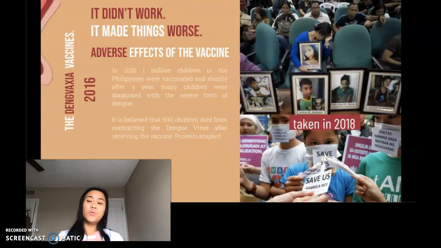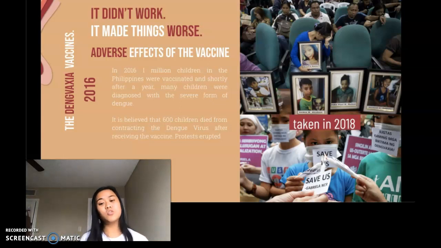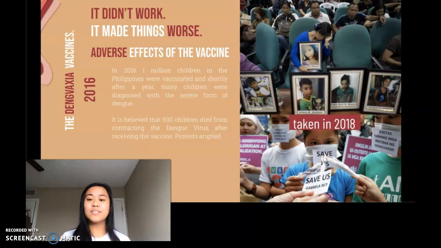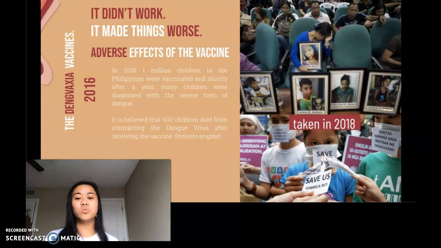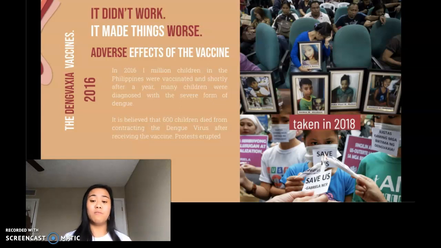Lastly, I'd like to conclude with the vaccine crisis that occurred in the Philippines in 2016 regarding the dengue virus vaccine. In short, it didn't work, it made things worse, and there were adverse effects of the vaccine. So in 2016, the dengue vaccine was administered to roughly 1 million children in the Philippines, and shortly after a year of being vaccinated, many children were diagnosed with the severest form of dengue, and it is believed that actually 600 children died from contracting the dengue virus after receiving the vaccines.